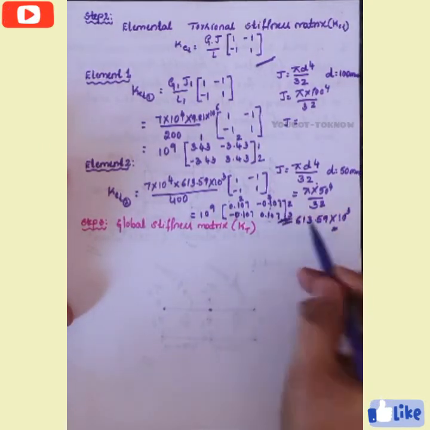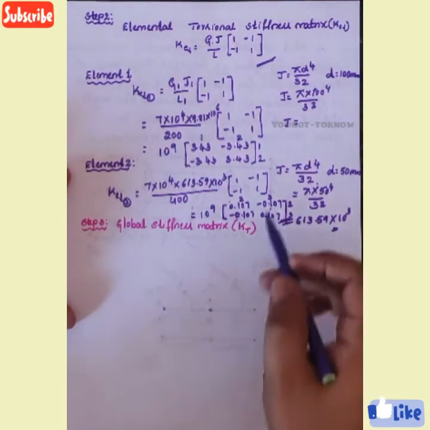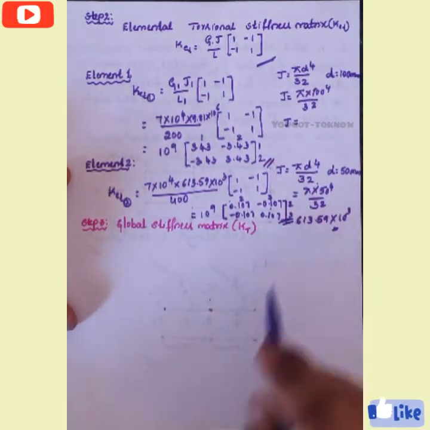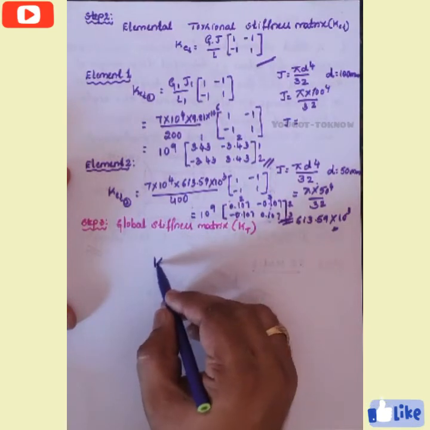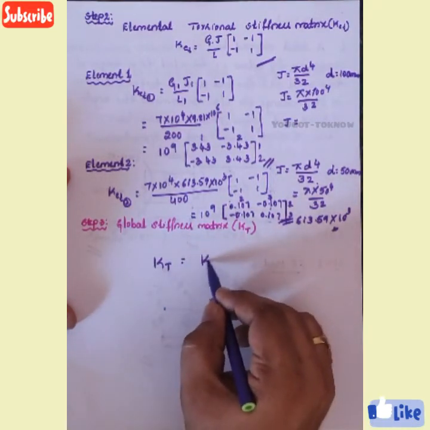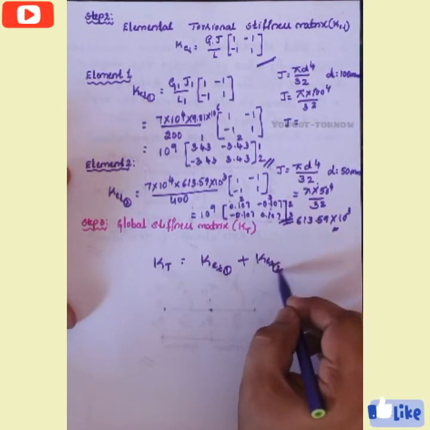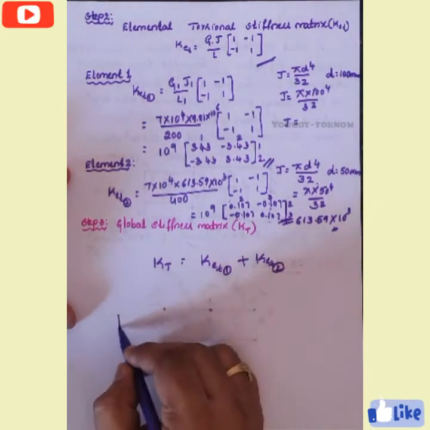Now you got two matrices. If you observe, this is your first element matrix and this is your second element matrix. Now what does the global stiffness matrix mean? KT is nothing but KET of 1 plus KET of 2. That means add both. If you want to add them, they should be written for the continuum.